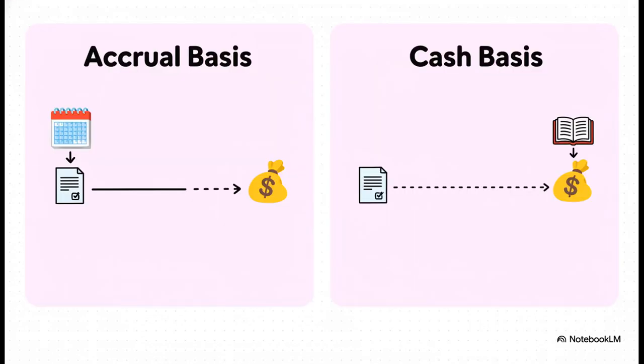A fundamental principle of reporting is revenue recognition. The source guide outlines 2 methods. First, the accrual basis, where revenue is recorded when it is earned. Second, the cash basis, where revenue is recorded only when payment is actually received. This distinction is critical for accurate reporting.